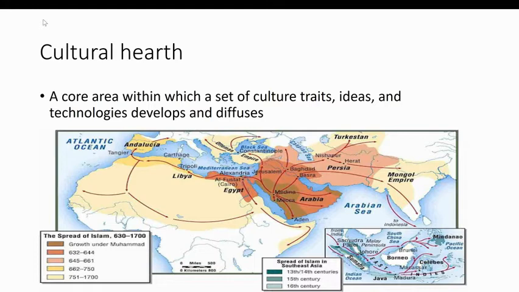And so the cultural hearth is where it begins. It's that core area. It may not be a specific node, and it can be. Really, if you're going to try to pin a node to Islam, it'd probably be Mecca. But think of a hearth as more like an area in which those values, those ideas, those artifacts, sociofacts, and mentifacts, they start in that area and then they diffuse from there.